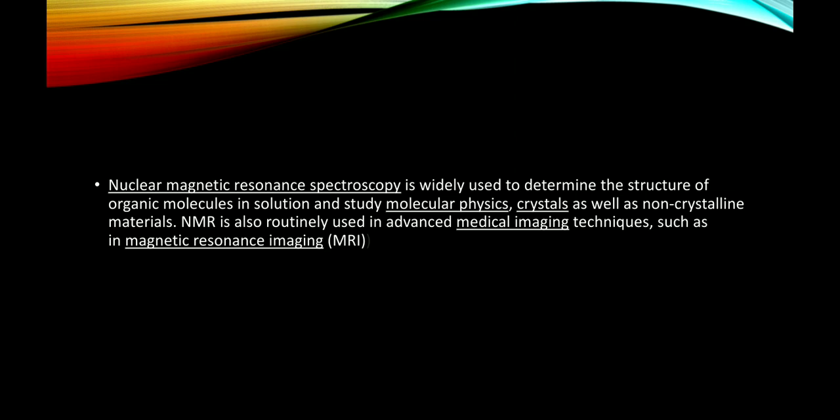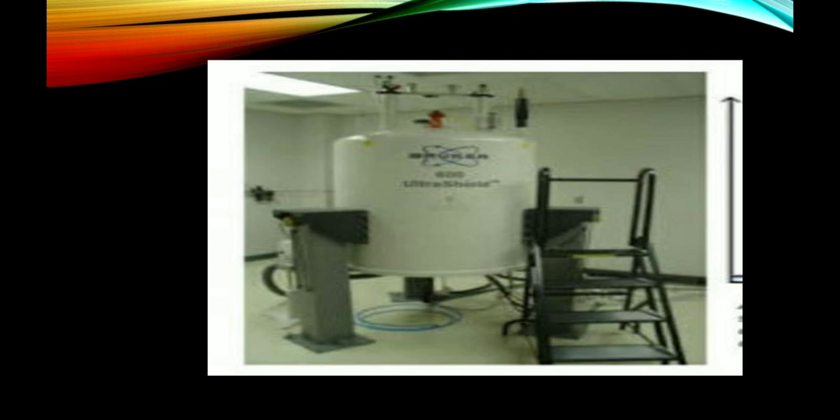Nuclear magnetic resonance spectroscopy is widely used to determine the structure of organic molecules in solutions and to study molecular physics, crystals, as well as non-crystalline materials. This NMR, that is nuclear magnetic resonance, is also routinely used in advanced medical imaging techniques such as magnetic resonance imaging, which can also be called MRI in short form. This is the pictorial representation of NMR.